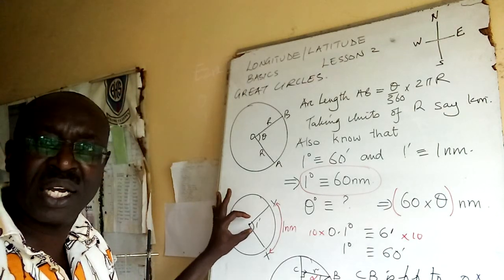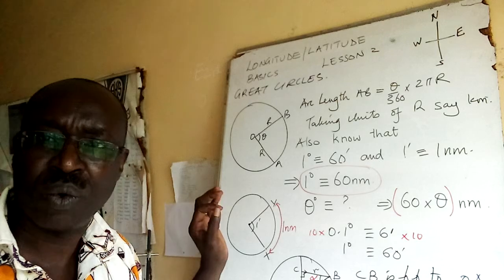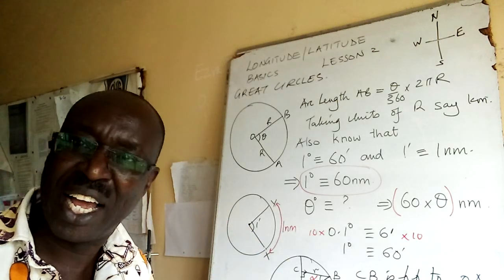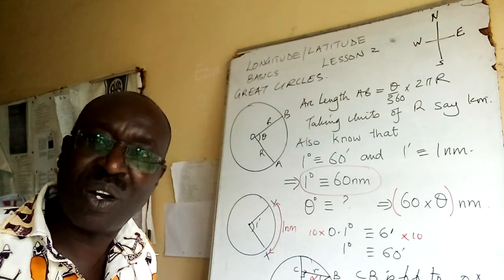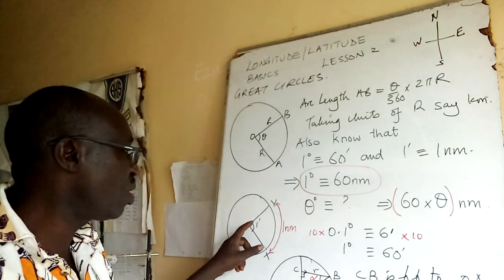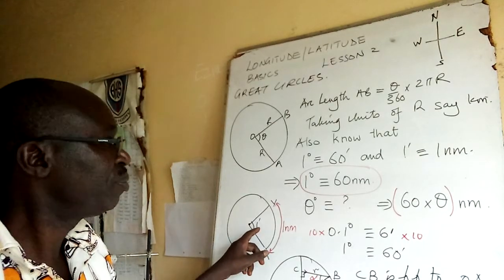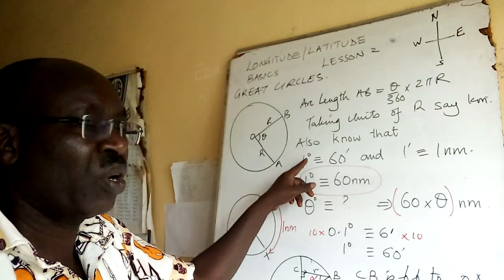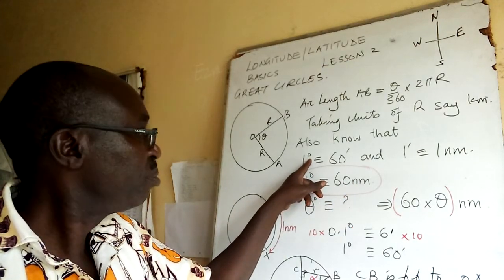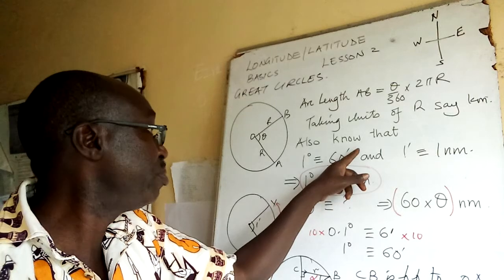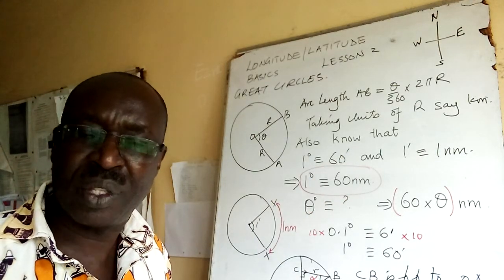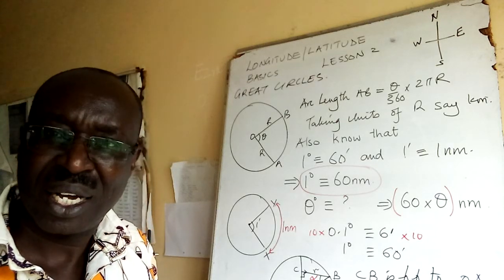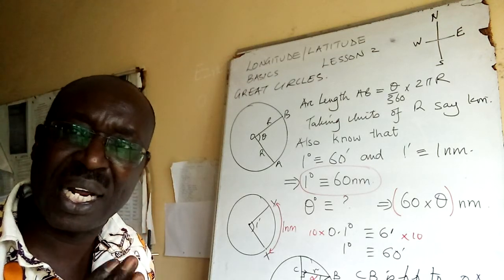So our degree is what we need to know. We are not very much conversant with minutes in terms of questions. The questions that we get will handle the angle in degrees. So I've given a quick relationship here. If 1 degree is the same as 60 minutes, okay? This is the relationship between angle in degrees and angle in minutes.